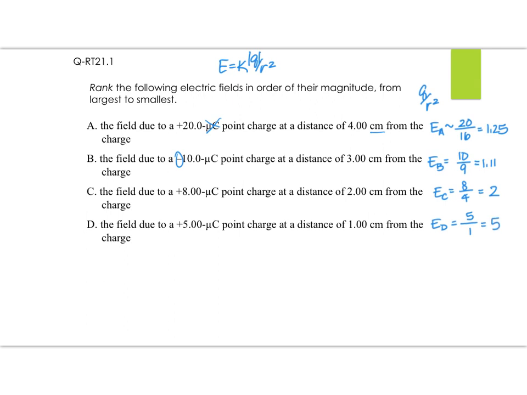So D becomes the biggest from that. Next we have C. Next we have A. And finally B is the smallest. So that is our ranking.